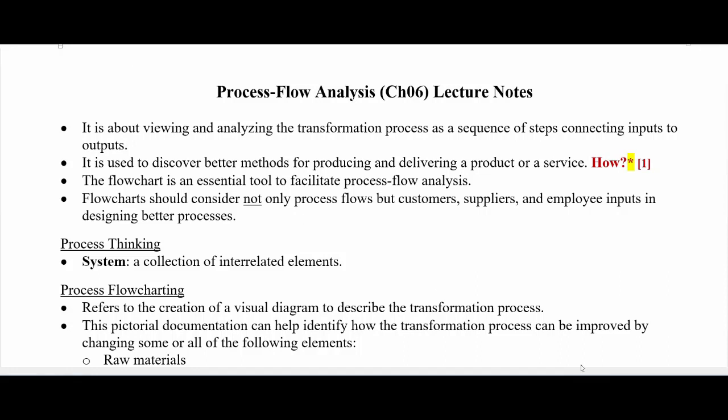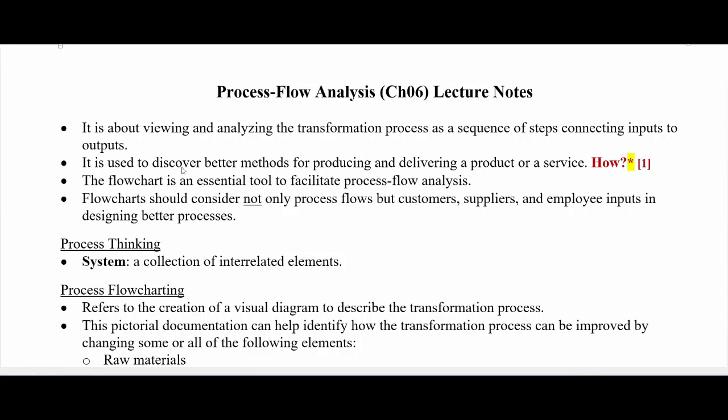Chapter 6 Lecture on Process Flow Analysis. So, process flow analysis is used to discover better methods for producing and delivering a product or a service.